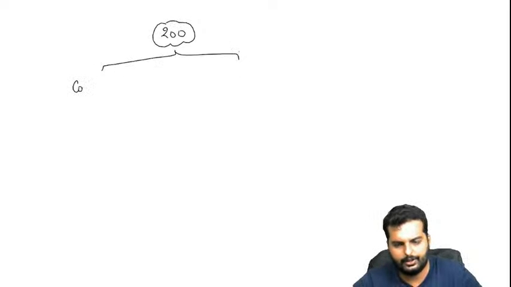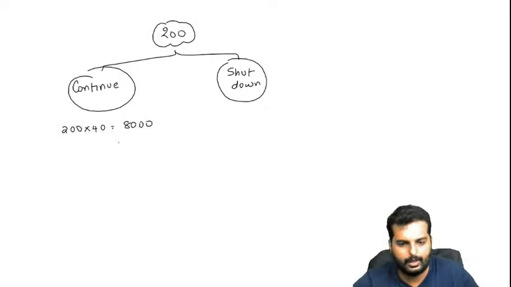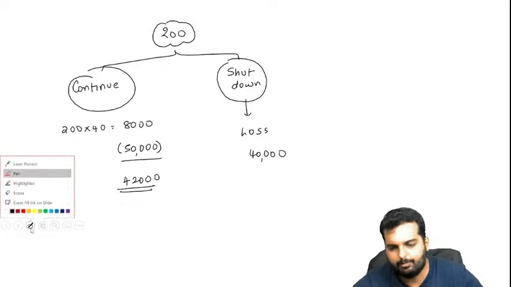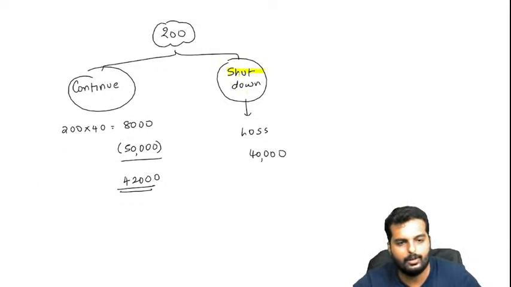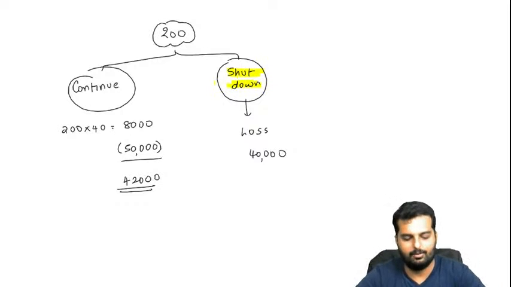We can either continue or we can shut down. If I continue at 200, it is 200 into 40, that is 8,000. Okay. Fixed cost is 50,000. My loss turns out to be how much? 42,000. If I shut down, my loss will be how much? 40,000. So tell me friends, at this point, which is better? Is it better to go for continue or shut down? It is better to go for shut down. Can you draw this chart in your books now?